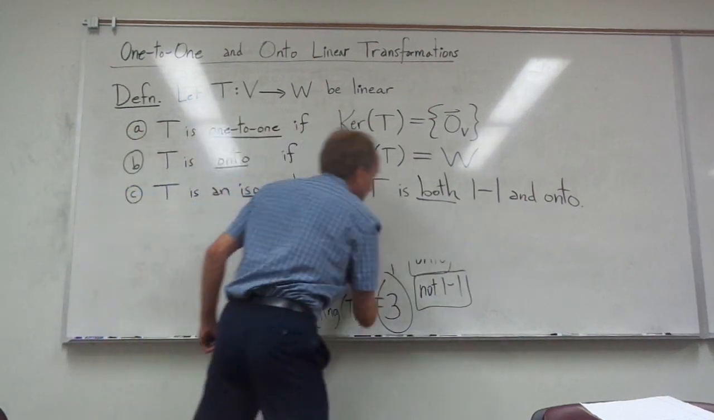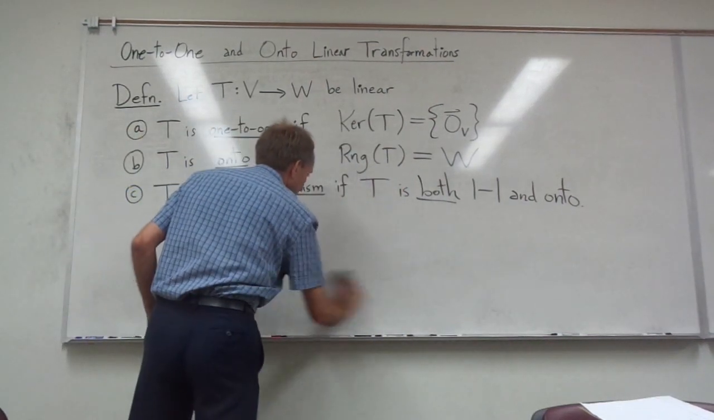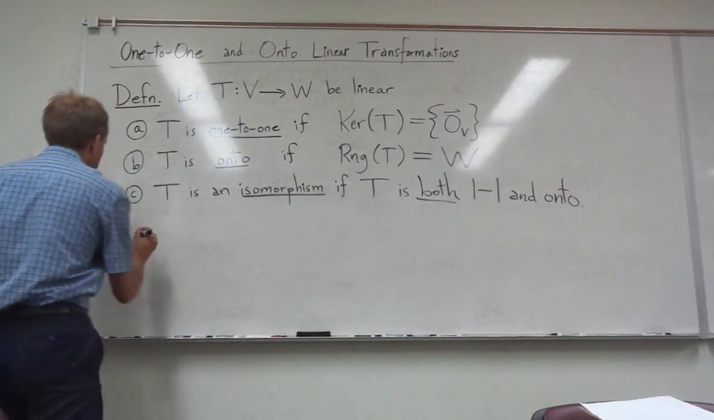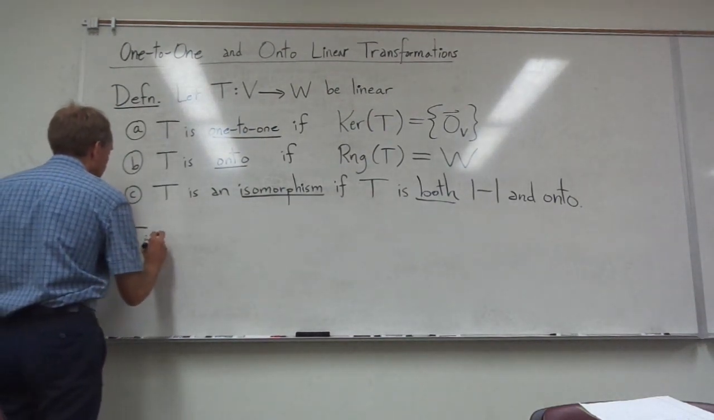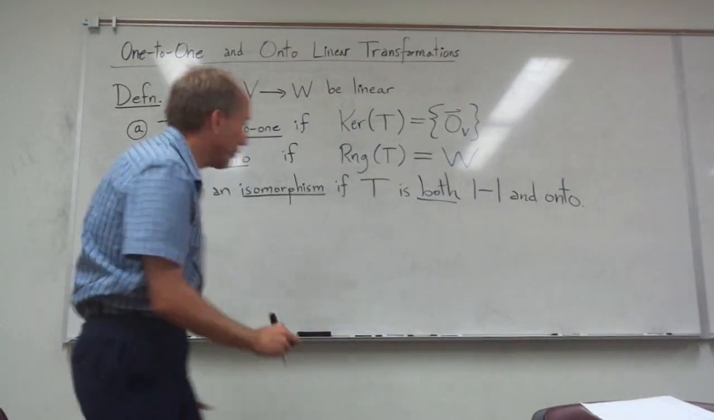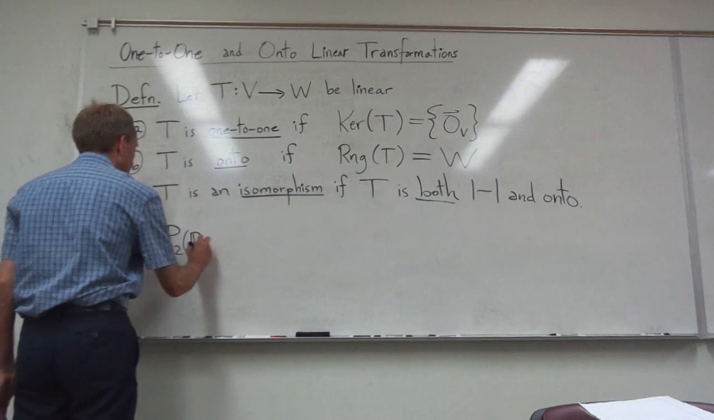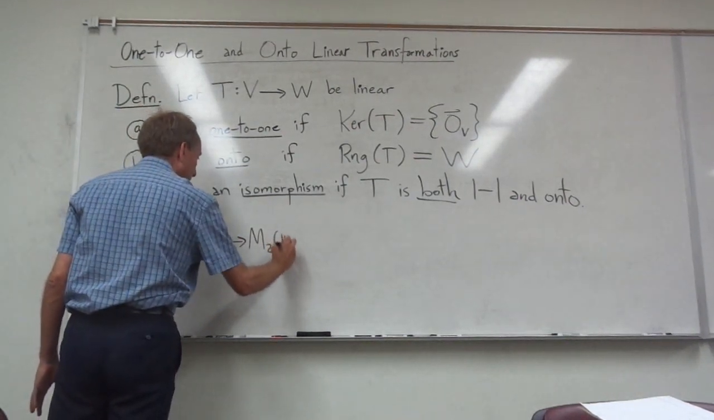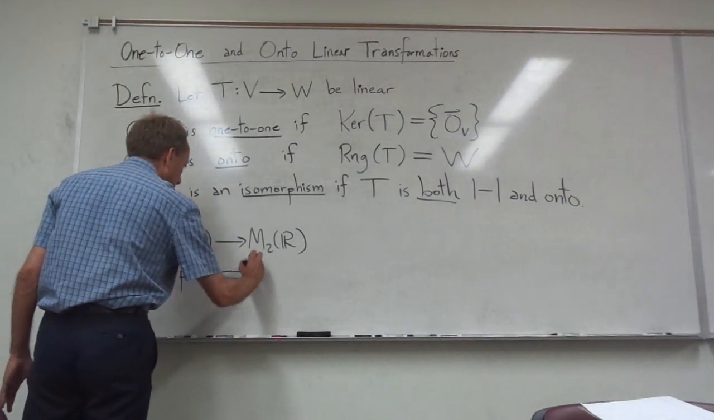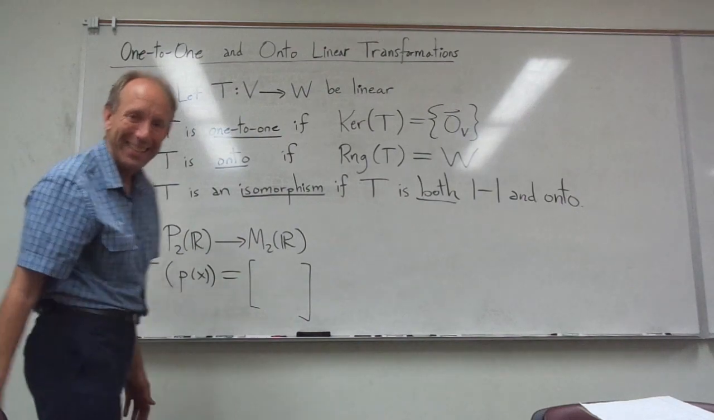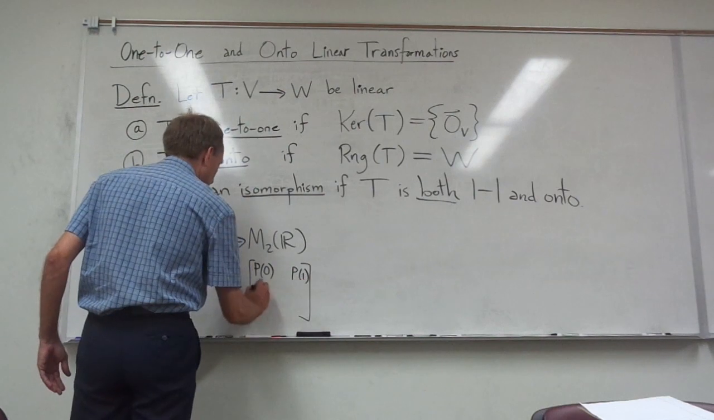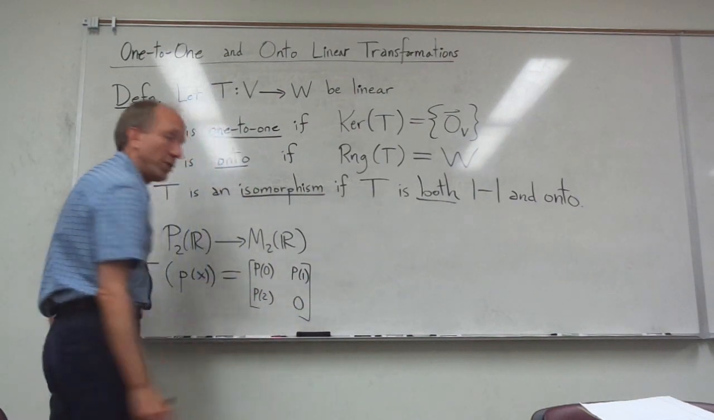Let's take another one. Let's imagine that we took T from, let me think here what I want to do. Let's do from P2 of R to M2 of R. And what I'm going to do is take a polynomial, and to make this 2x2 matrix here, I'm going to output P of 0, P of 1, P of 2, and 0.